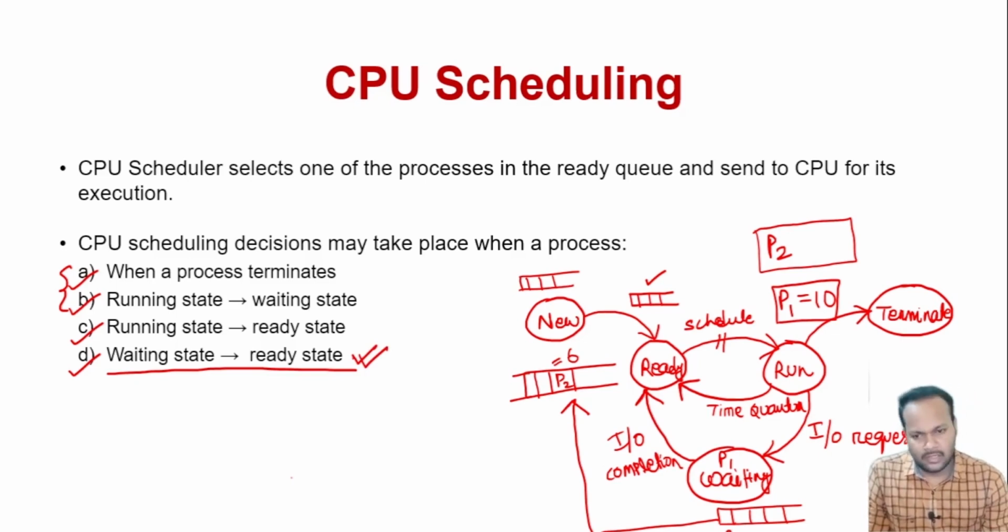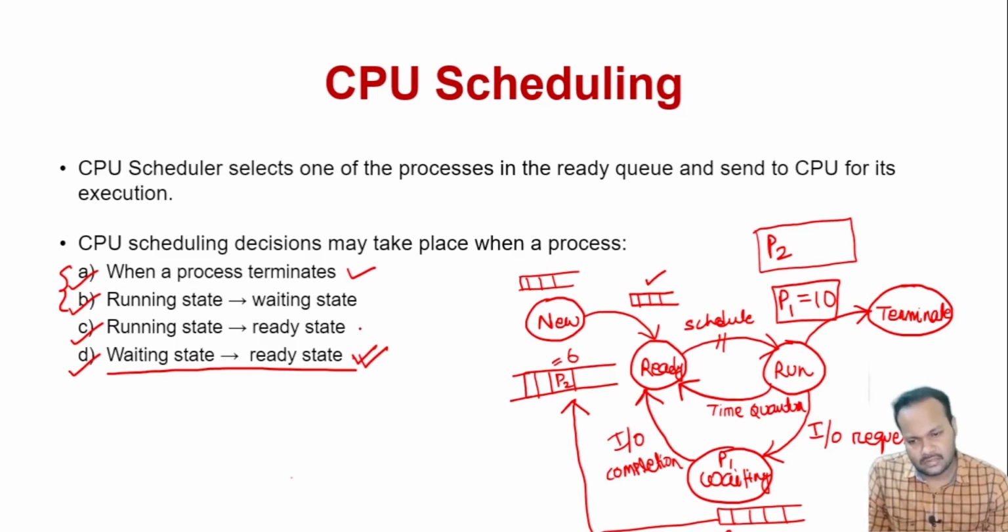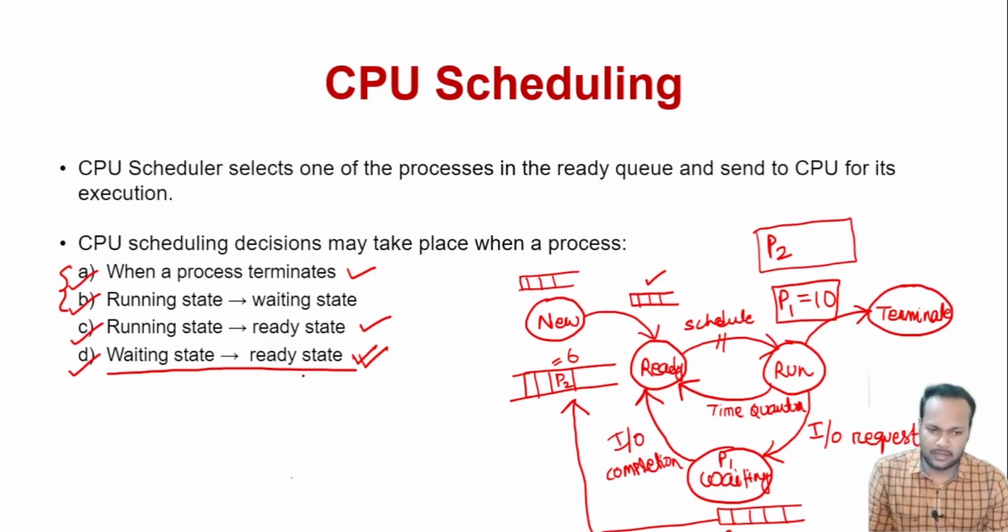So this is a probable reason for which the CPU scheduler might be invoked, but not in all cases. But whenever a process terminates, there is no other choice, you have to invoke the CPU scheduler. Similarly, whenever a process goes from running state to ready state, whenever the time quantum expires, you have to pull the process out from the running state and put it into the ready state. That means the CPU is free, so you have to invoke the CPU scheduler, and it will select one of the processes from the ready queue and put it back to the CPU.